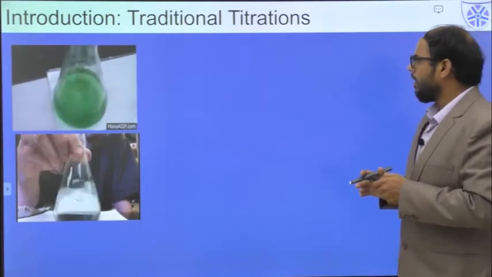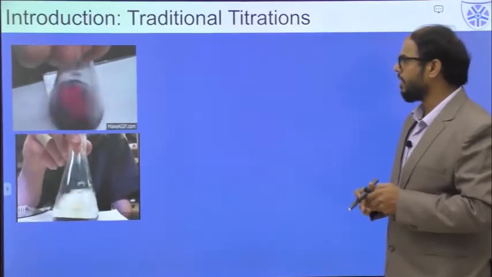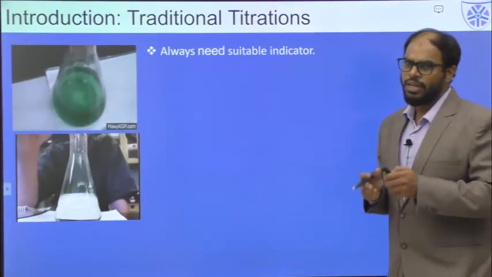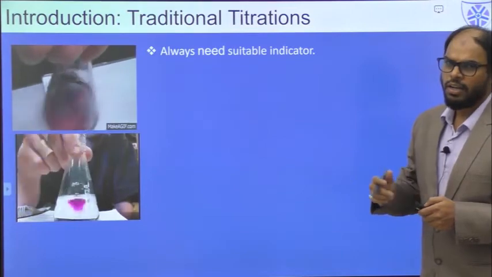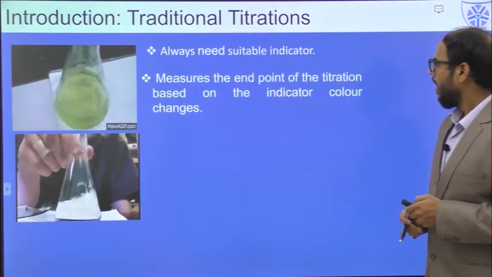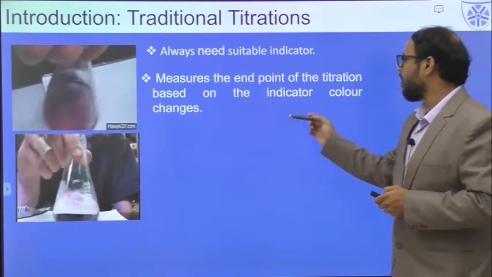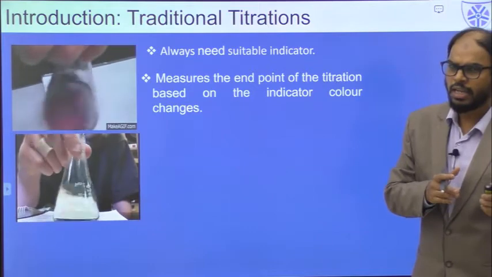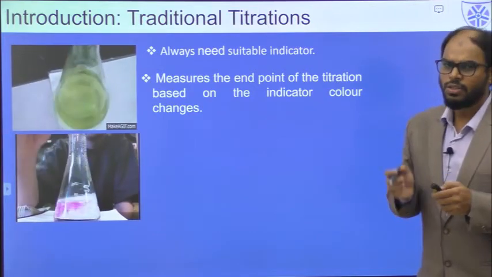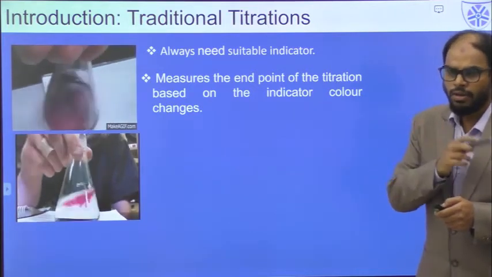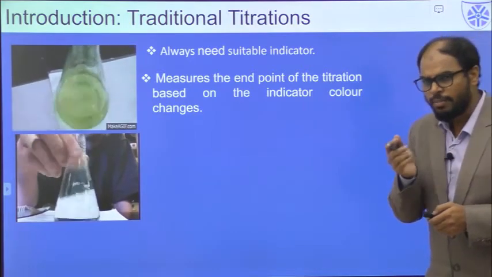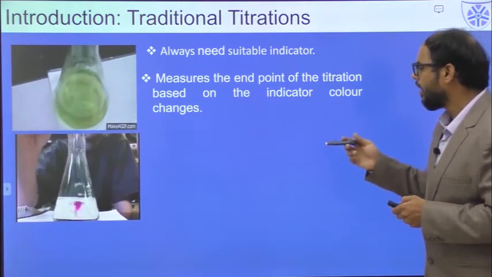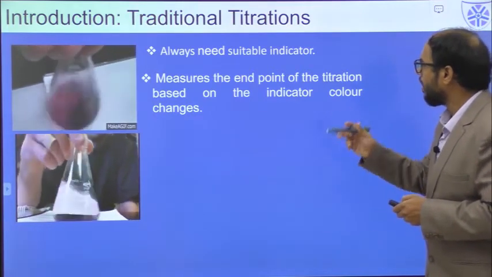There are some disadvantages with the traditional titration. A traditional titration always needs a suitable indicator. Without the indicator, we cannot carry our reactions forward, and we measure the endpoint based on the indicator color change, because universal indicators give one color at one pH and another color at another pH. So when there is a change in pH from an acidic medium to a basic medium or vice versa, there is a color change. Based on the color change, we rely on these titrations.